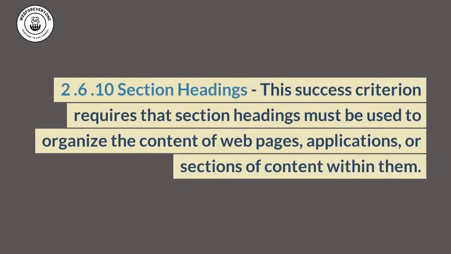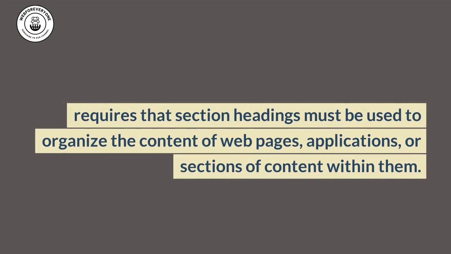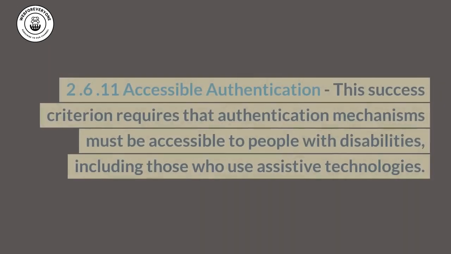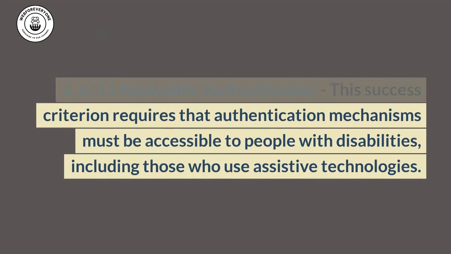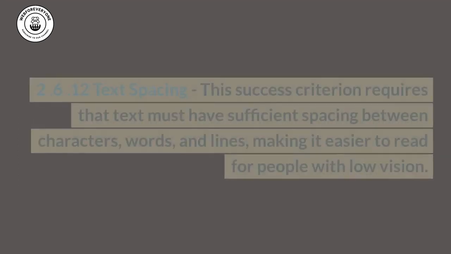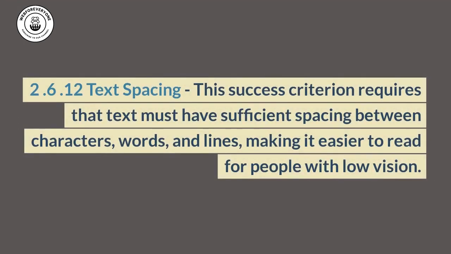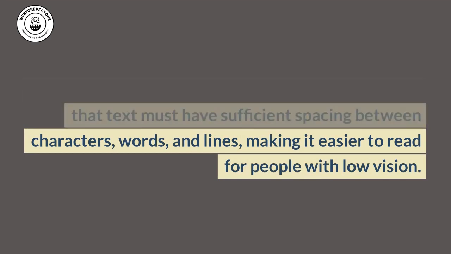2.6.10 Section Headings. This success criterion requires that section headings must be used to organize the content of web pages, applications, or sections of content within them. 2.6.11 Accessible Authentication. This success criterion requires that authentication mechanisms must be accessible to people with disabilities, including those who use assistive technologies. 2.6.12 Text Spacing. This success criterion requires that text must have sufficient spacing between characters, words, and lines, making it easier to read for people with low vision.